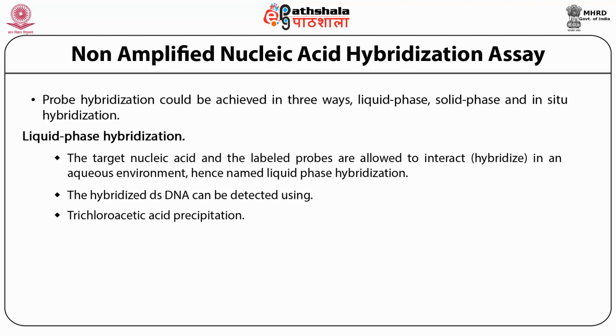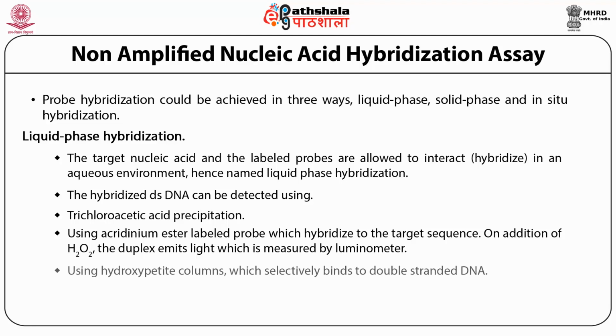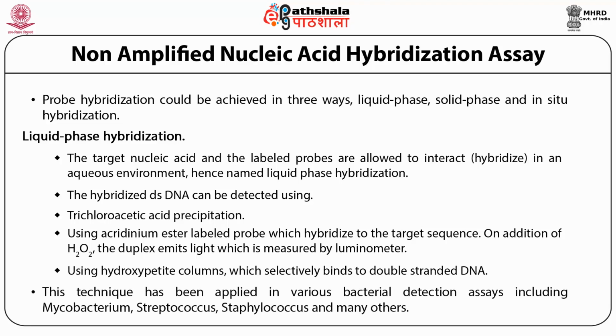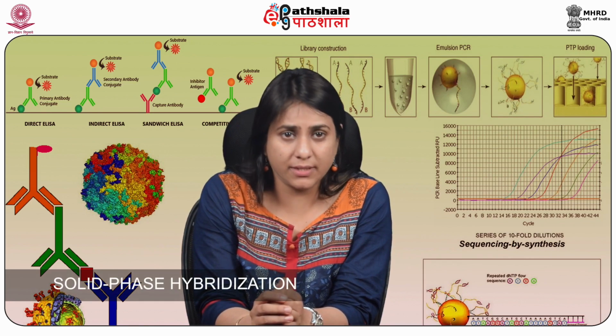The hybridized double-stranded DNA can be detected using trichloroacetic acid precipitation, using acridine ester labeled probe which hybridized to the target sequences. On addition of H2O2, the duplex will emit light which is measured by luminometer, or using hydroxyapatite columns which selectively bind to double-stranded DNA. This technique has been employed in detection of various bacteria like Mycobacterium, Streptococcus, Staphylococcus, and many others.